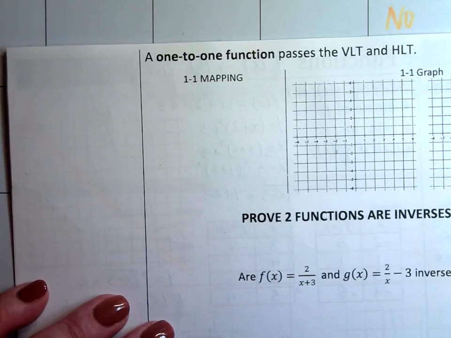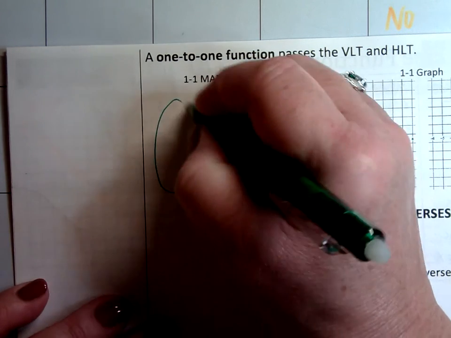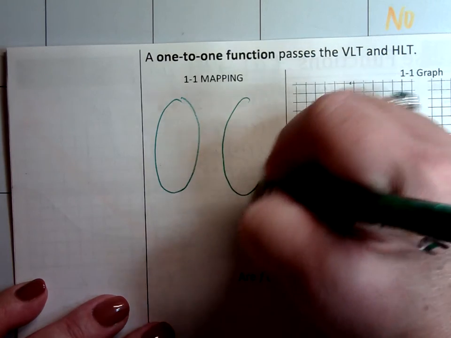All right. They did not give you the mapping. Let me show you what the mapping should have been. Here it is. Remember we did these a long time ago, deciding if something was a function or not.